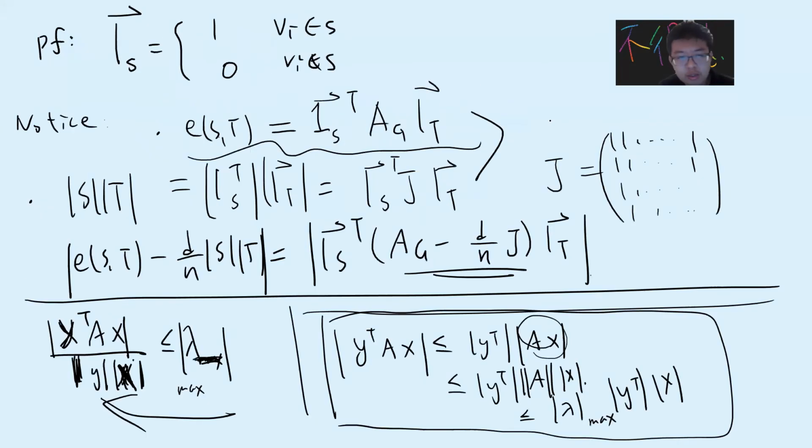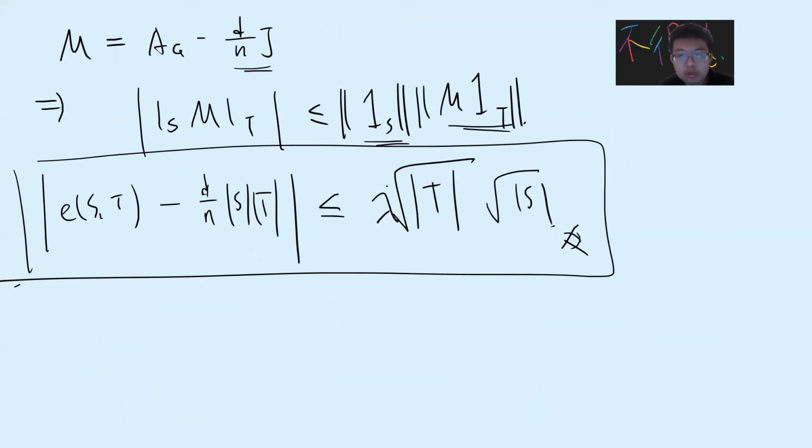Okay, so you just simply apply the Cauchy-Schwarz on this and this one, and the norm of 1_S is basically, sorry, I'm stupid. This is square. So this is 1_S^T J 1_T. Okay, so if you write this as this, then you use the Cauchy-Schwarz inequality, then you get your answer.